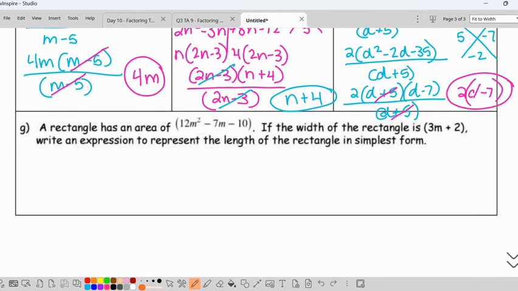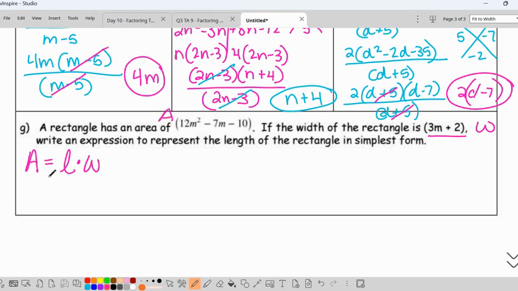Our application problem has a rectangle with an area of 12m squared minus 7m minus 10. If the width of the rectangle is 3m plus 2, write an expression to represent the length of the rectangle in simplest form. So remember, area of a rectangle can be found by doing length times width. Well, they gave us the width right here, and they gave us the completed full area there.